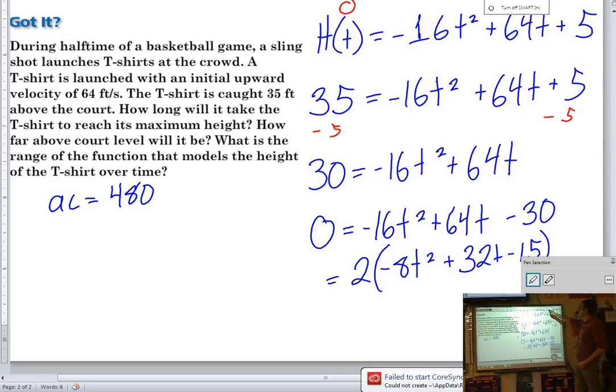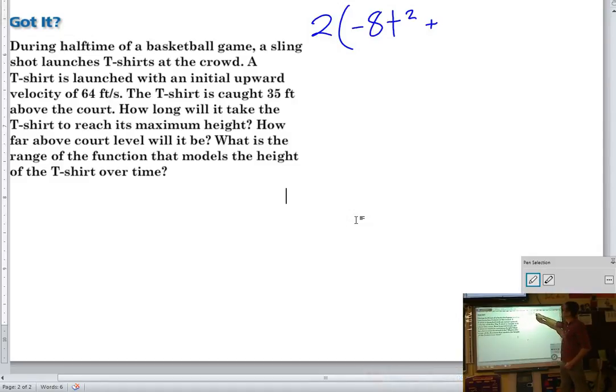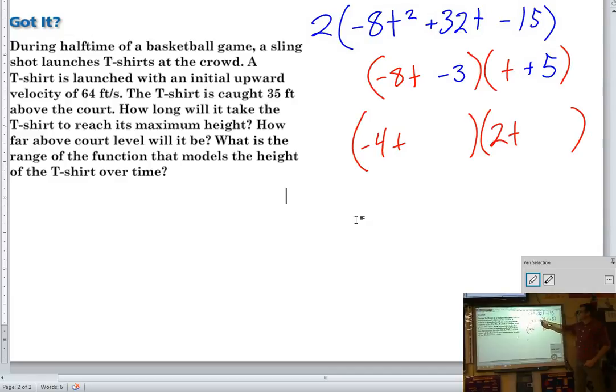I'm going to capture this so that I can keep working, like move this to the top and keep working. So if I have 2 times negative 8t squared plus 32t minus 15, ignore the 2 out front for a moment. I could do negative 8t and just t, or I could do like negative 4t and a 2t, and then I could do other manipulations of that. So if I think of factors of negative 15, and I know the positive has to win out, I could do positive 5 and negative 3.